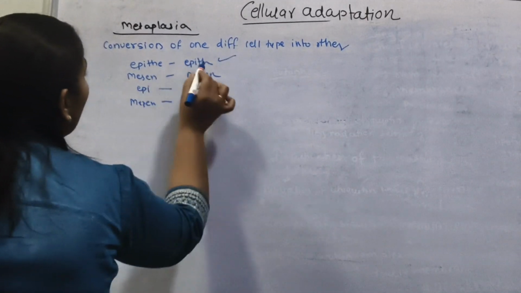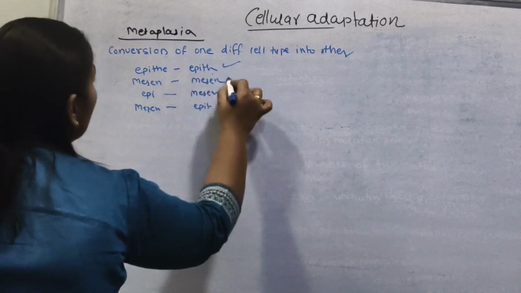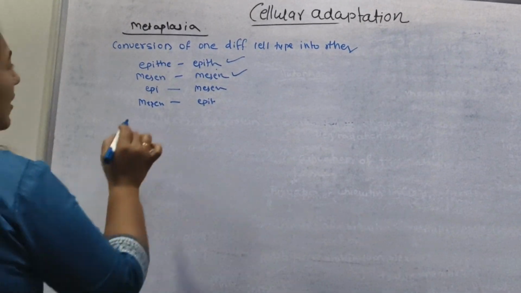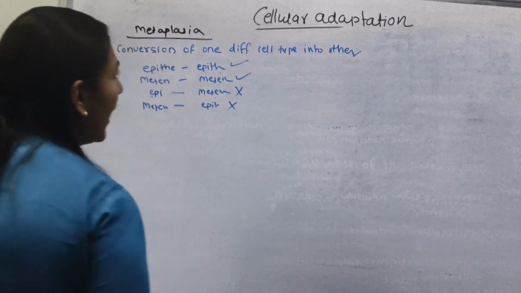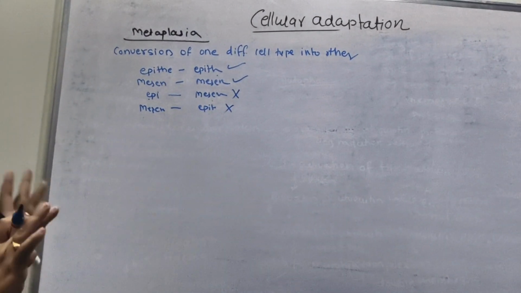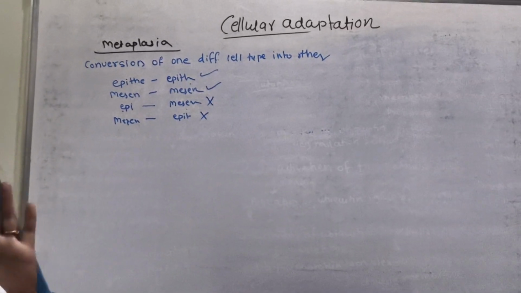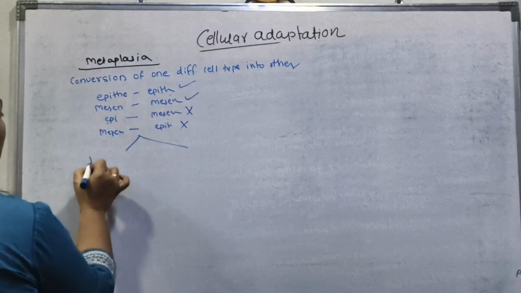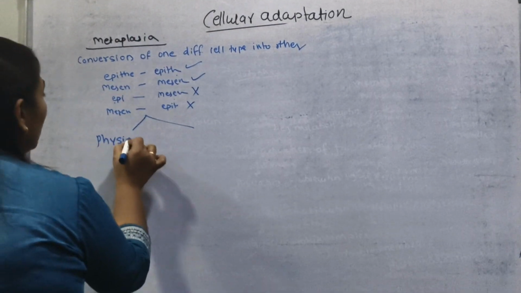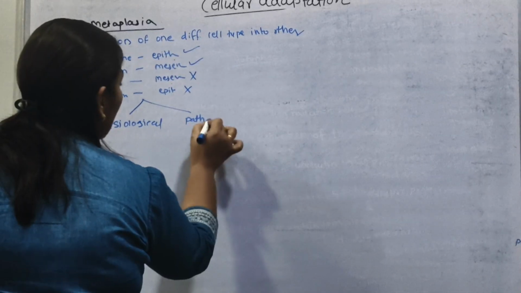Okay, this epithelium to epithelium conversion is called metaplasia. Mesenchymal to mesenchymal conversion is called metaplasia. But epithelium to mesenchymal or mesenchymal to epithelium never happens. So understand what is meant by metaplasia, the conversion of one differentiated cell type to another cell type. Again, metaplasia is divided into two types: physiological and pathological.